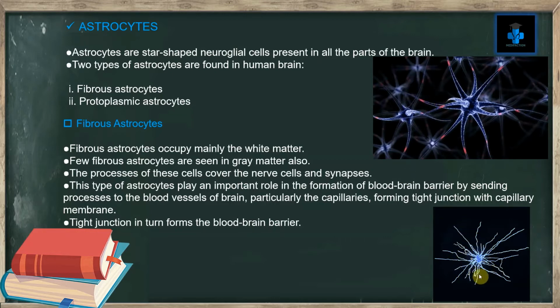This here is how a fibrous astrocyte looks like. So, fibrous astrocytes occupy mainly the white matter. Few fibrous astrocytes are seen in gray matter also. The processes of these cells cover the nerve cells and synapses. This type of astrocytes play an important role in the formation of blood-brain barrier by sending processes to the blood vessels of brain, particularly the capillaries, forming tight junction with capillary membrane. Tight junction in turn forms the blood-brain barrier.